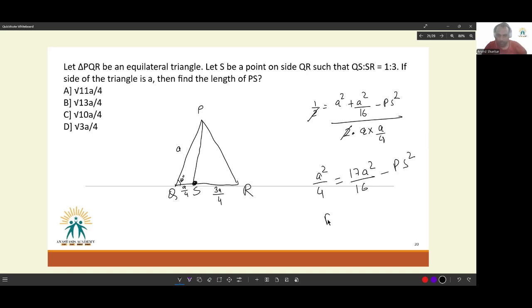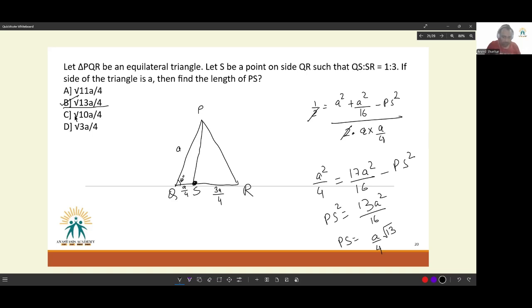PS square, if I bring over here, I'll be left with 13 A square by 4, or PS will be equal to A by 4. This will not be 13 A square by 4. This will be 13 A square by 16. Root 13, which is given to us in option B. So this will be the answer.